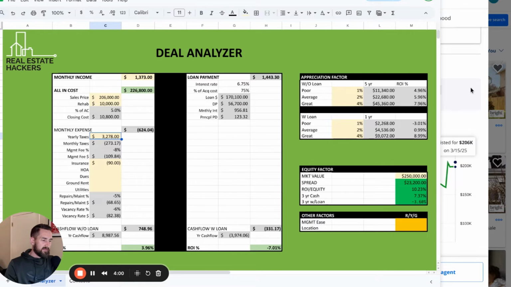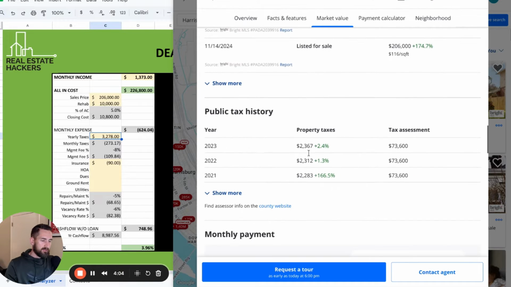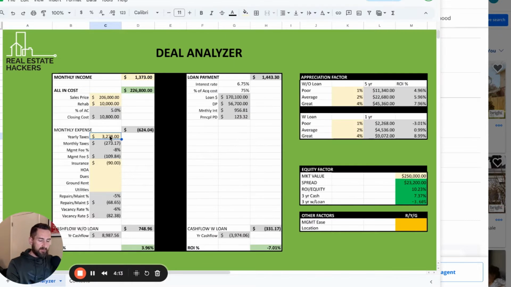And then you're going to need to fill in the taxes. I'll go down here, public tax record. You can see, so this is last year, 2,367. So you'd put that there.